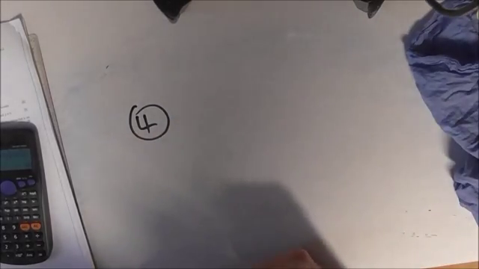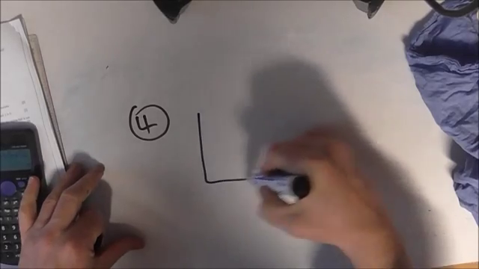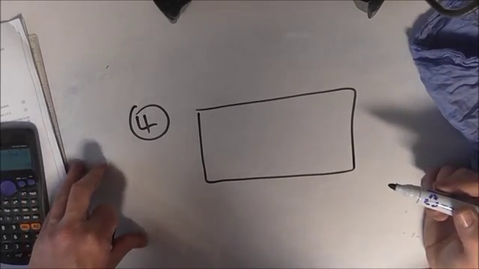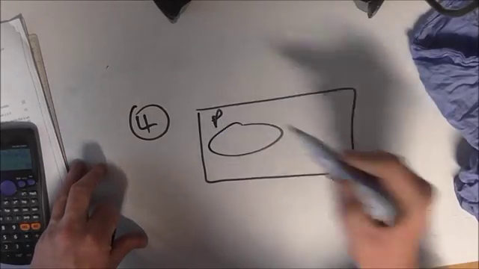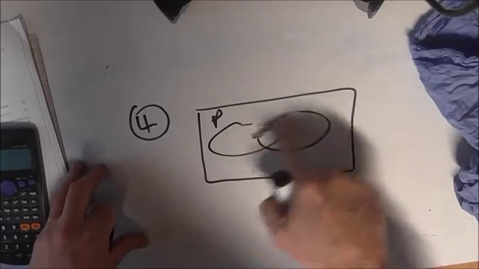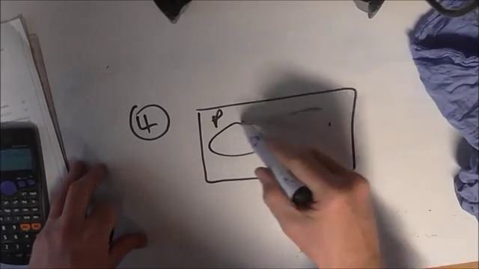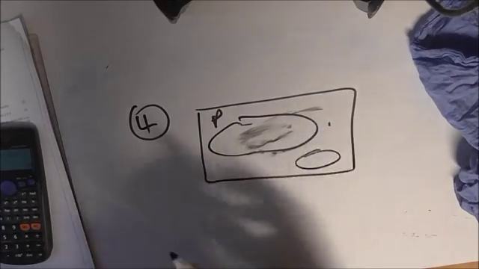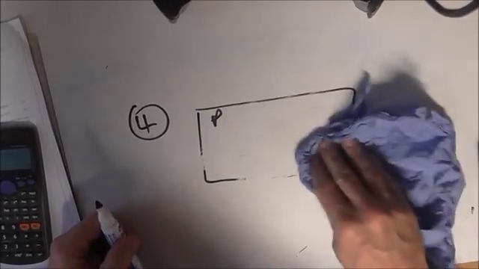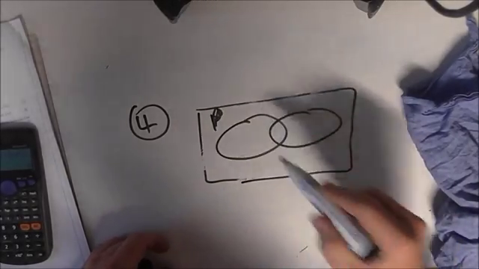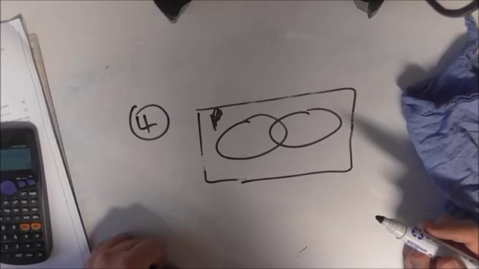Question number 4. Of all the households in the UK, 40%, so I'm going to make this out of 100, 40% have a plasma TV. Remember, the basic look is this, though of course there are other variations. You can have one circle entirely within the other, or you can have the circles completely disjoint from each other, is the technical term.